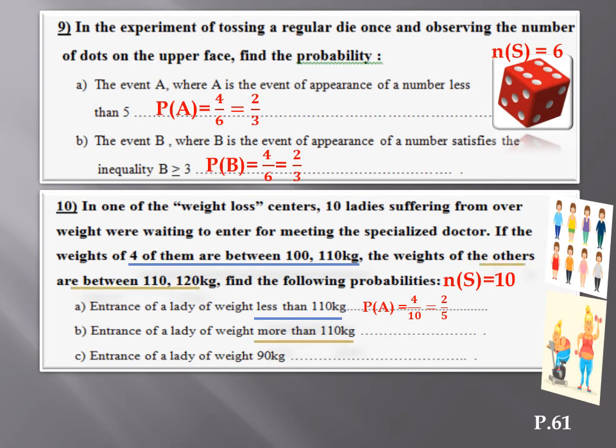I need the probability of a lady of weight more than 110. We have the others, which are 6 ladies between 110 and 120. 6 ladies over 10 equals 3 over 5. A lady of weight 90 kilograms: we don't have any lady whose weight is 90 kilograms, and the probability equals 0 over 10, which equals 0.